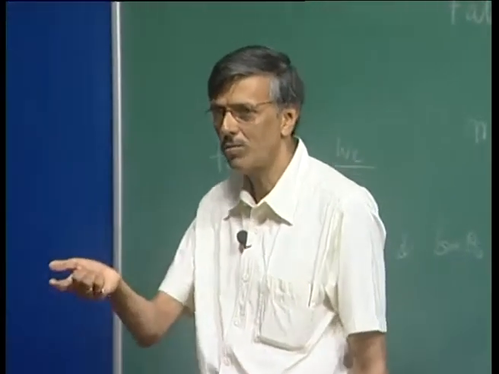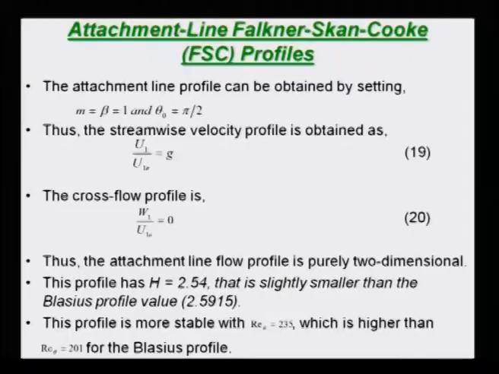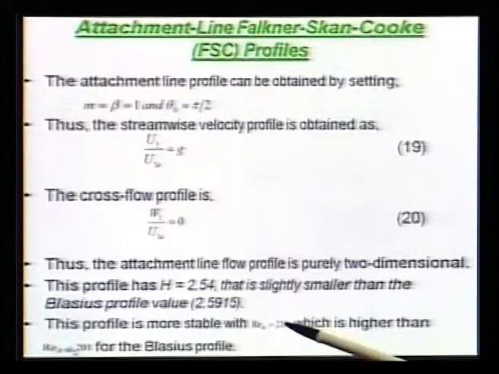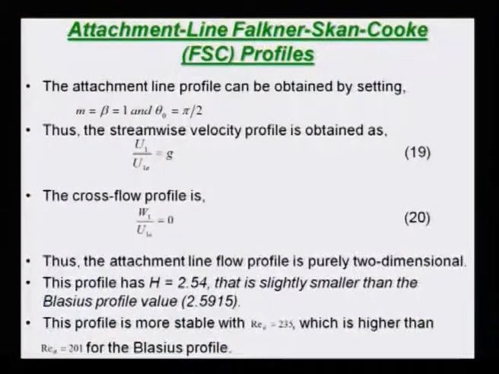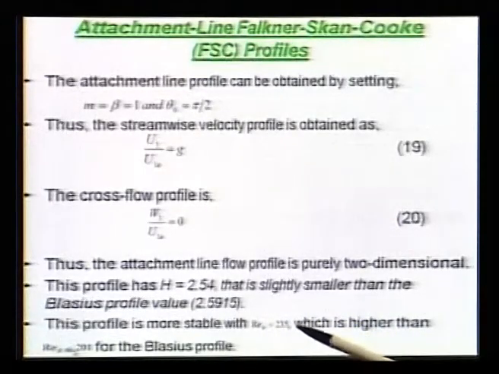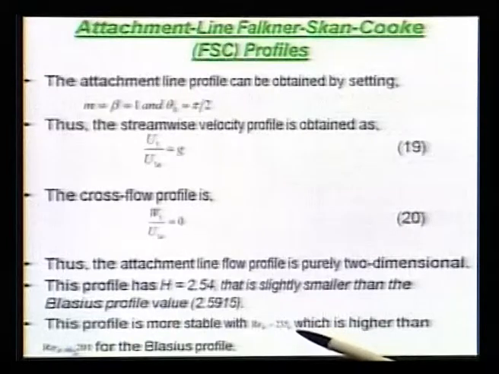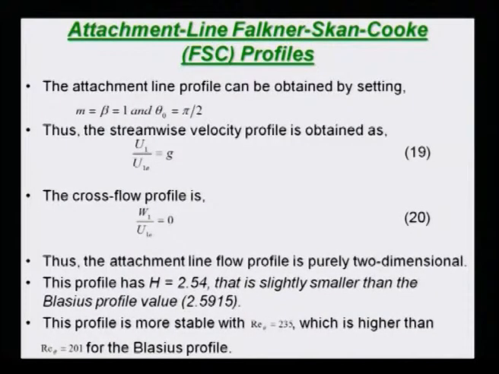You saw that for flow with adverse pressure gradient, H keeps rising, right. So, you would see that, and this is what is obtained: if I calculate Re theta critical based on momentum thickness, this is about 235, which is higher than Re theta equal to 201 for the Blasius profile. So, this is slightly more stable, right.